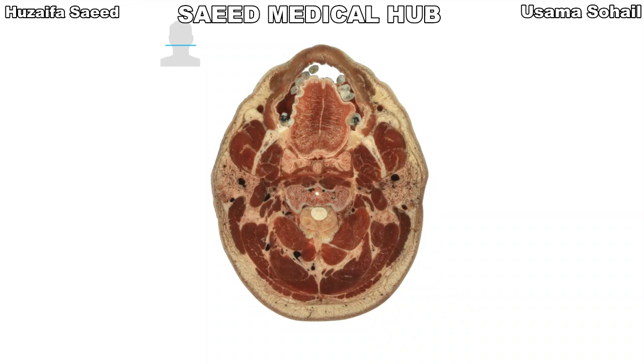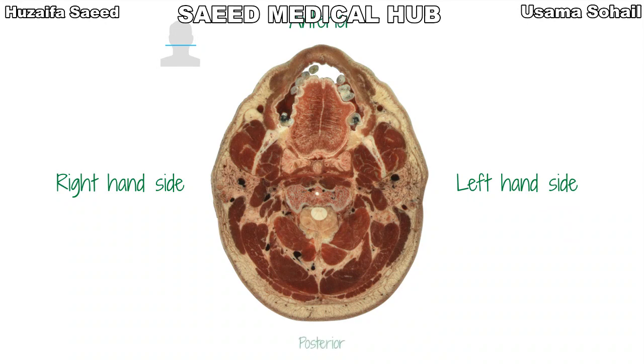First, let's remind ourselves that when we look at cross-sections, we're looking from the feet upwards towards the head. This means that this side is the right-hand side of the body, this side is the left-hand side of the body, this is anterior or the front of the body, and this is posterior or the back of the body. Before we begin, I'll also introduce you to this icon we can see here, which will feature throughout the video. You can use this to remind yourself of the level of the body we're looking at, which is represented by this line here.